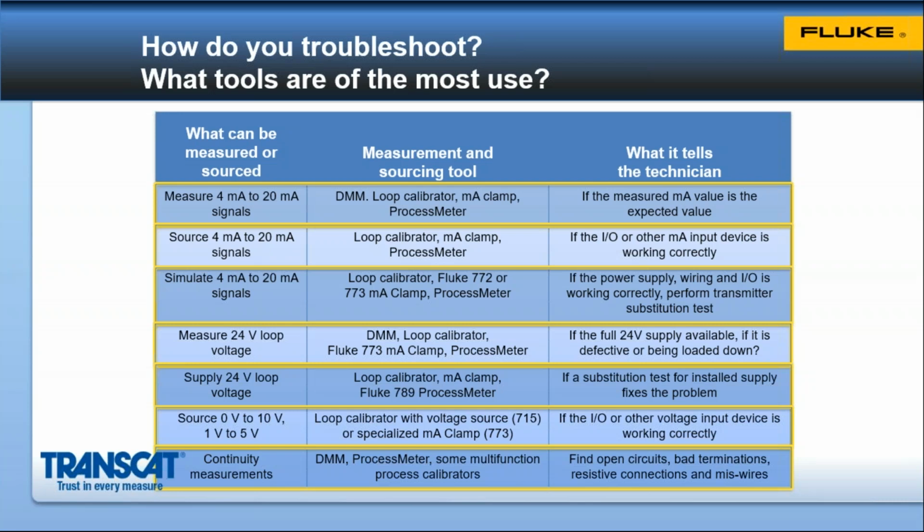Then, of course, continuity measurements can be made with DMMs, process meters, and in most multifunction calibrators. You're looking for open circuits, resistive terminations, miswires, and bad connections. So that's kind of a long-winded explanation of all the various things you can see and troubleshoot within process control loops. Perhaps there's more, but these are the ones that seem to be the most prevalent.